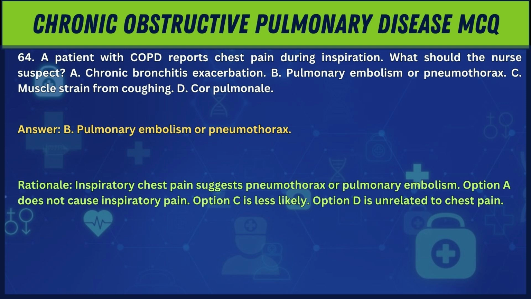Rationale: inspiratory chest pain suggests pneumothorax or pulmonary embolism. Option A does not cause inspiratory pain. Option C is less likely. Option D is unrelated to chest pain.